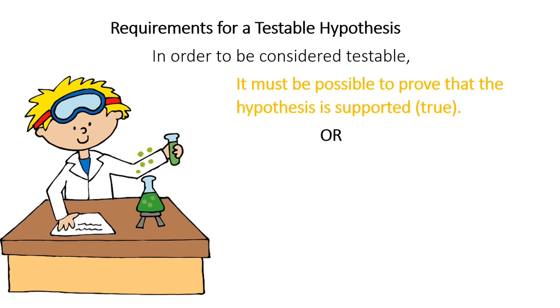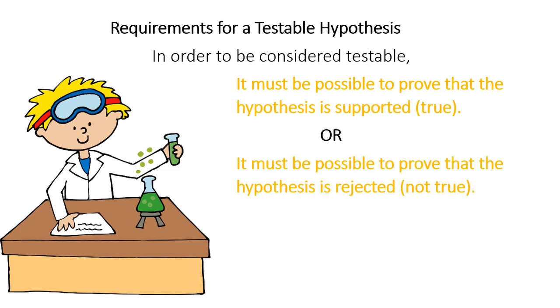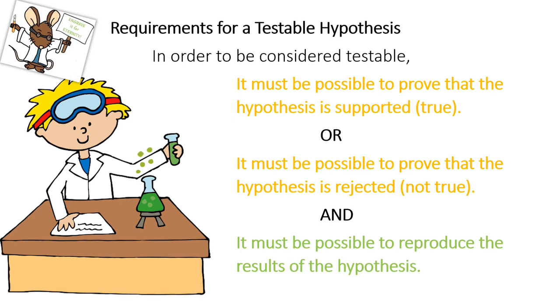In order to be considered testable, it must be possible to prove that the hypothesis is supported. You can think of it as true, but really the word is supported. Or it must be possible to prove that the hypothesis is rejected or not true. Rejected and supported are the ways to phrase this best. And it must be possible to reproduce the results of the hypothesis. So there's your little engrave it for eternity. Don't ever forget this one.